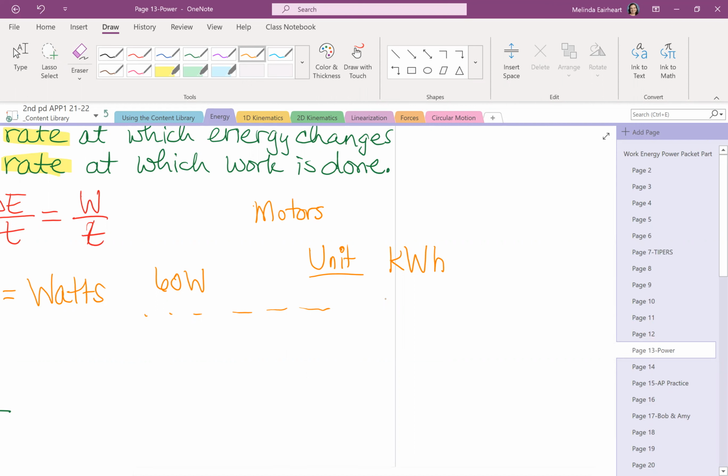So kWh, kilo is an SI unit prefix. Watt is the unit for?